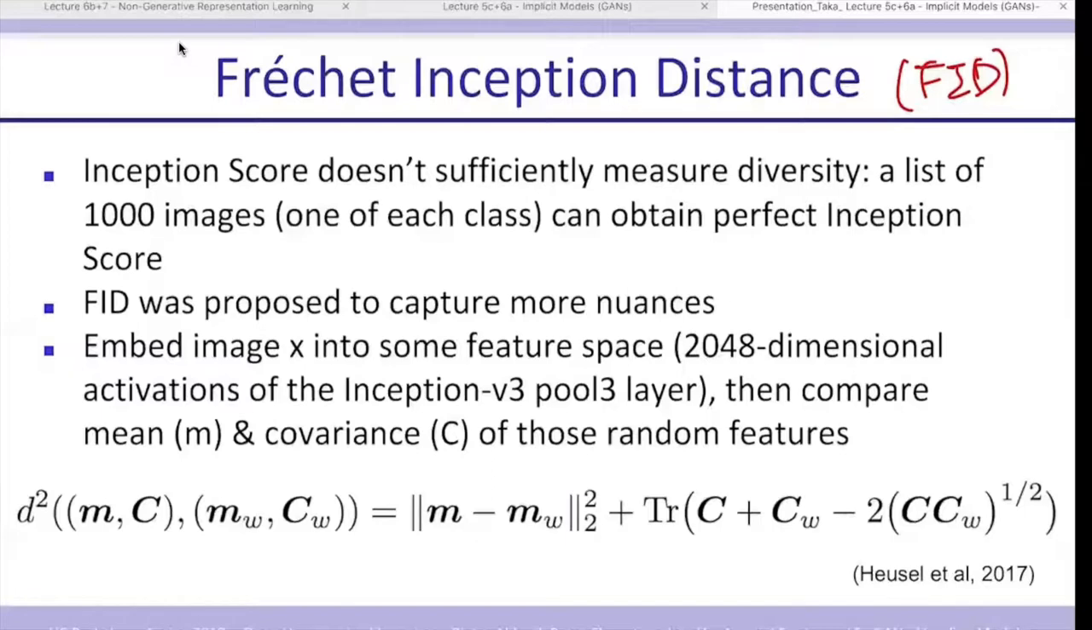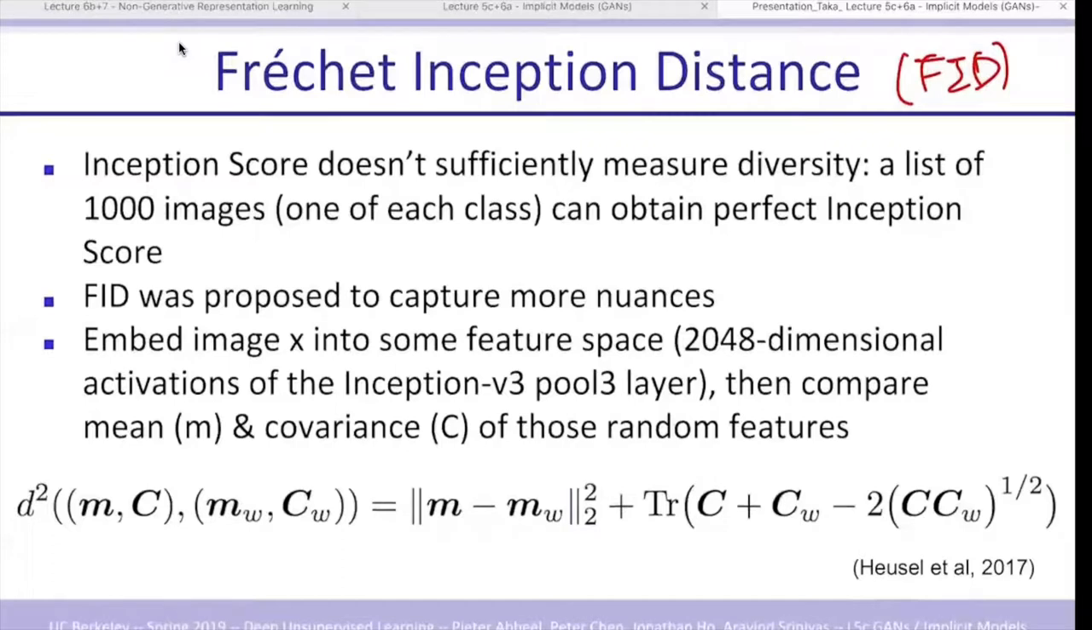The concept behind FID is using embedded features to compare the actual dataset and the dataset generated by the GAN. Here we also use a pre-trained Inception network. As you know, this is a neural network. Let's say this is an Inception network.